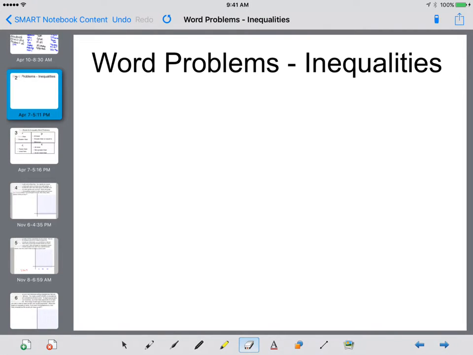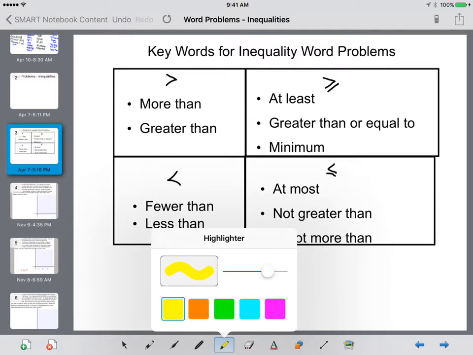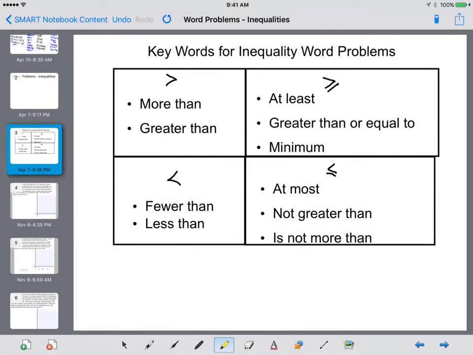Welcome to this lesson in which we're going to discuss some word problems and inequalities. What I'd like you to do is first take note of some of the key words for inequality word problems. We have 4 different symbols that we use. This symbol will stand for more than or greater than in a word problem. Here's where we'll be given this symbol when we see at least, greater than or equal to, or maybe it's a minimum.